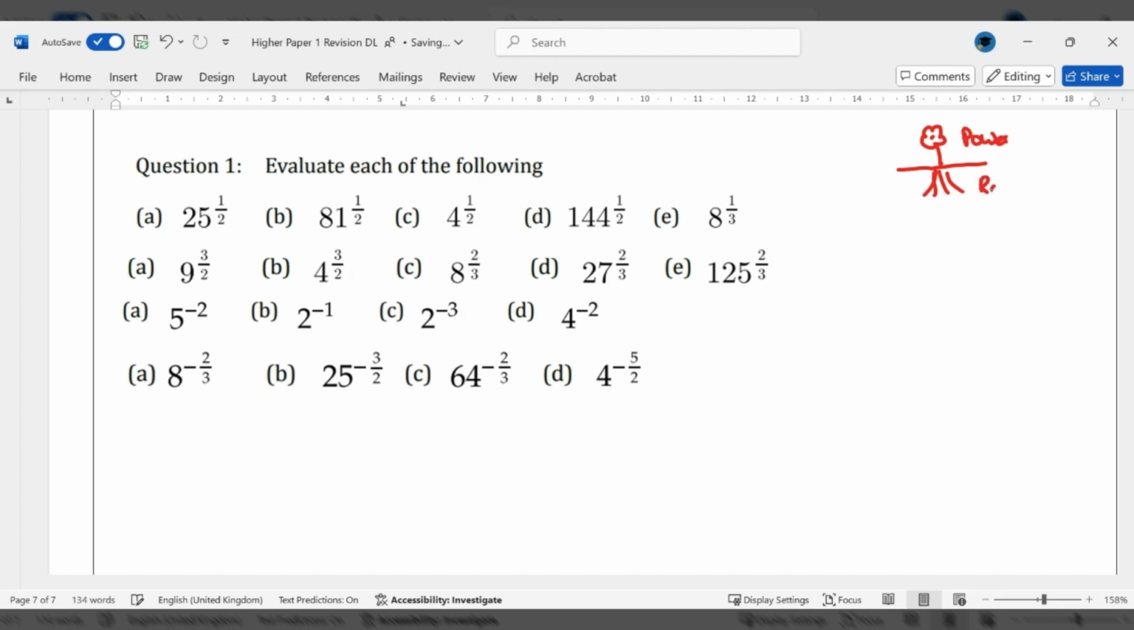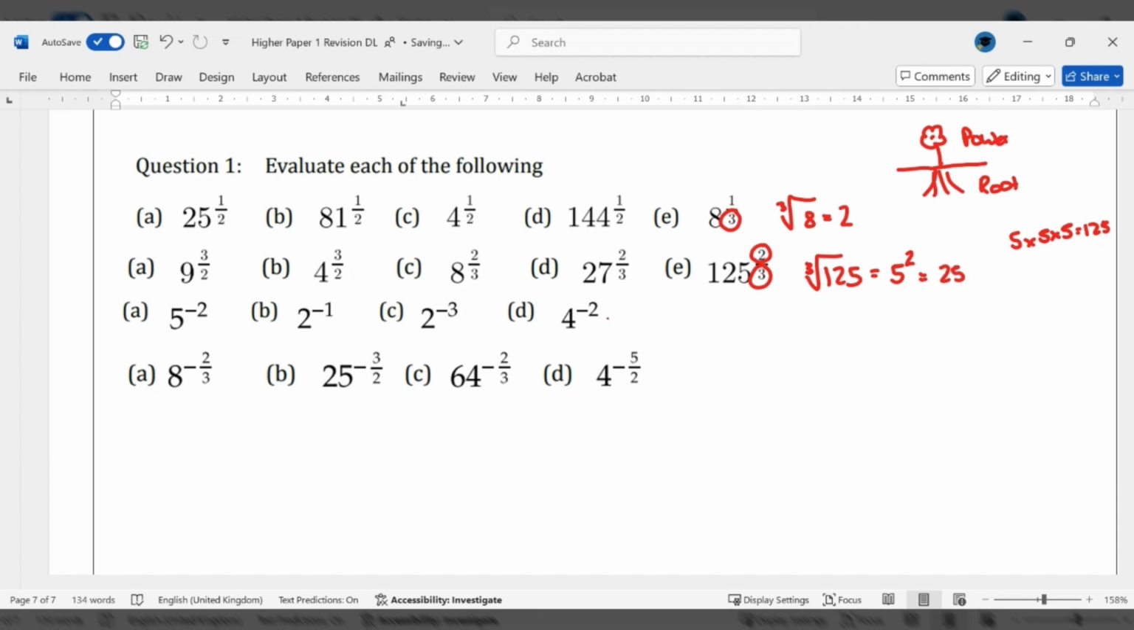So the power and the root. For example here, that would be a cube root of 8, which is 2. This would also be a cube root of 125, which is 5, because 5 times 5 times 5 is 125. That's why the cube root of 125 is 5. However, here the top number isn't 1, it's 2, so we've actually got a power as well. So we've got a power of 2. We need to take our answer and square it. So the answer is 25.